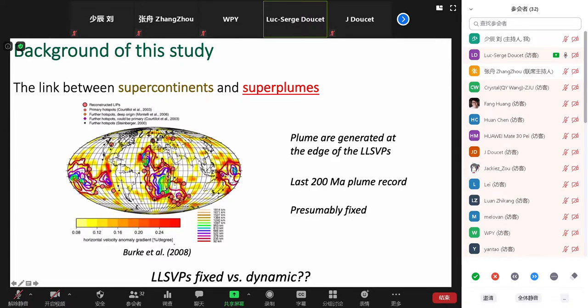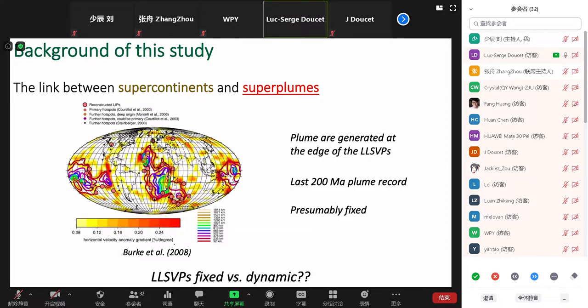And this work by Burke et al. 2008 says that every major hotspot and every major LIP for the last 200 million years were formed at the boundary of the LLSVPs. So these structures are very important to understand intraplate volcanism.